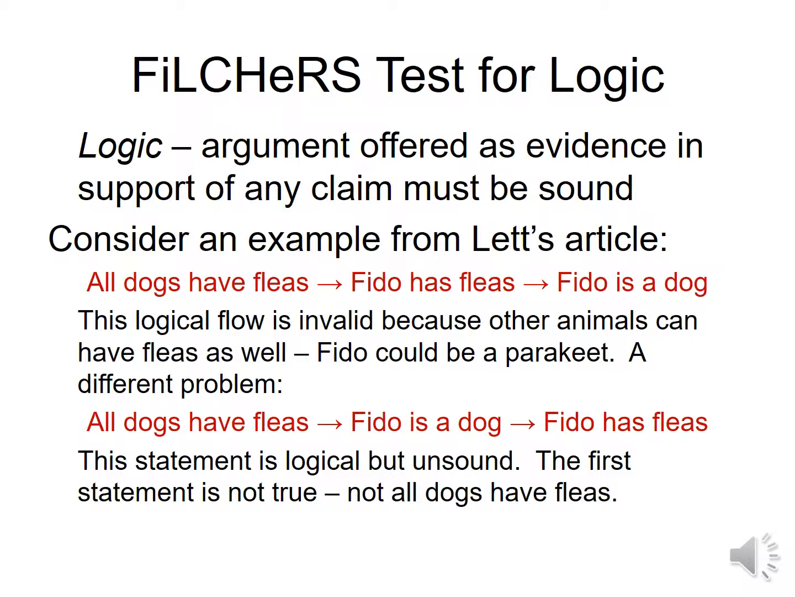If you look at the second red statement, all dogs have fleas, Fido is a dog, Fido has fleas, the logic is okay here. Okay? Because if all dogs have fleas and Fido is a dog, then Fido has fleas. That means that, yep, that would be great. But then in order to evaluate the claim, I look at it and say, well, wait a minute, do all dogs have fleas? There probably are dogs out there that don't have fleas. I don't know how many, but there probably are dogs that don't have fleas, which could mean that my first statement is false, and therefore, even though my logic is good, the whole argument is going to be unsound.